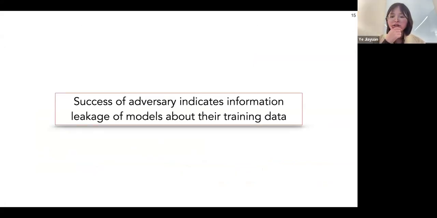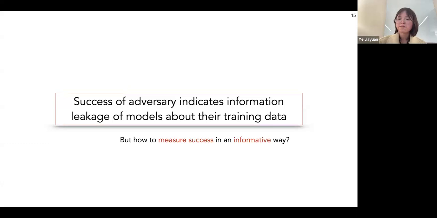Okay, so regarding the success of the adversary for membership inference attacks, we have shown that it is a useful tool for measuring the information leakage of models about their training data. But how do we measure the success in an informative way? And what kind of success means it's bad for privacy, and vice versa? So now let's see how these membership inference attacks are measured in a standard way to measure the privacy loss.